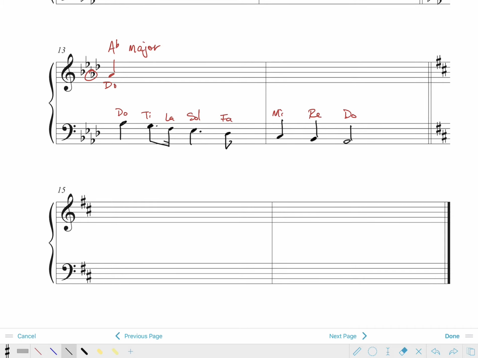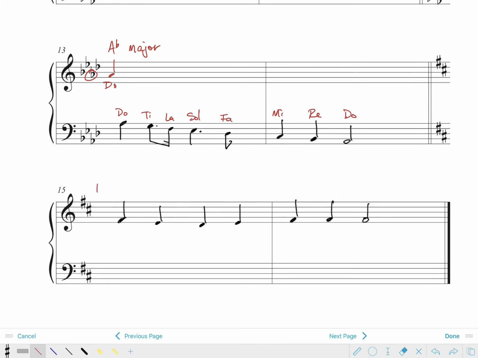Sometimes in music, in fact frequently, a melody may not start on do. It may start on another solfege syllable. Can you identify the name of the key and assign the appropriate solfege syllable to each of these notes? Pause the video and determine which solfege syllables need to go with each note.